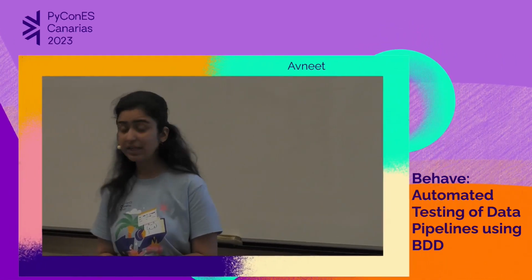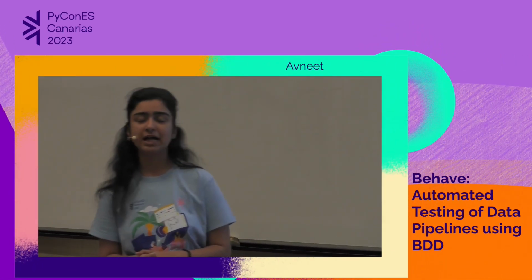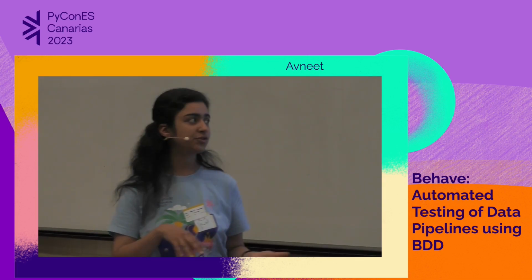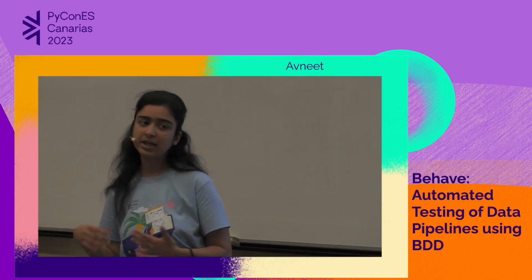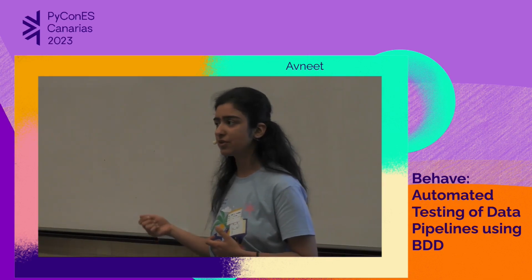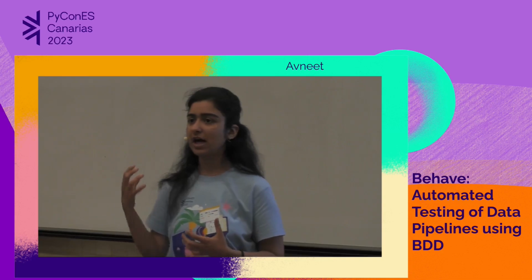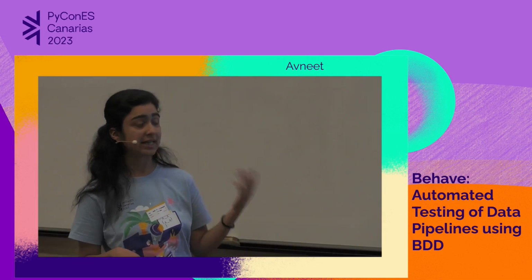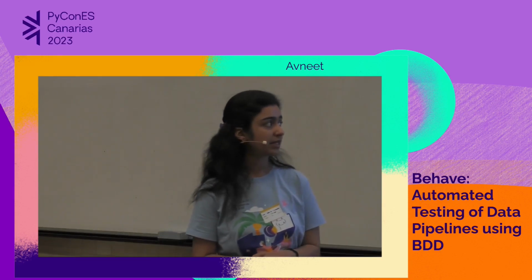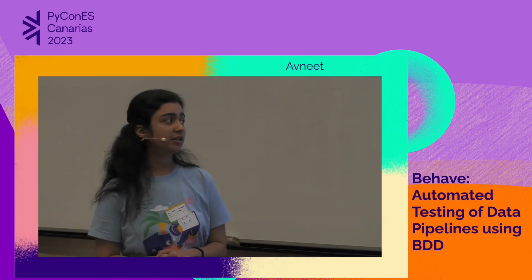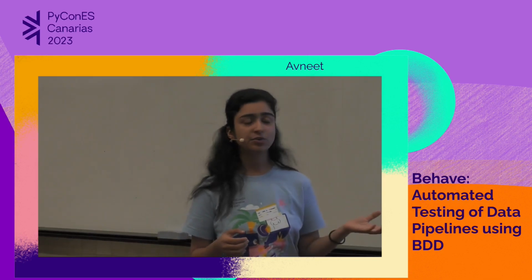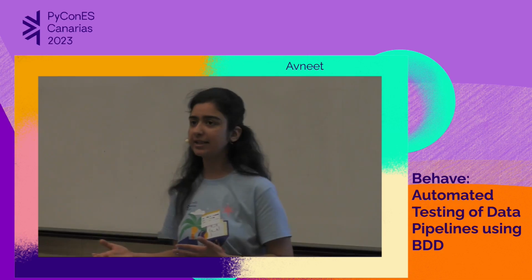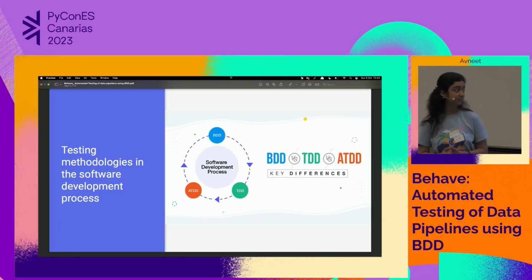And then we also have something called acceptance test-driven development, which is also derived from behavior-driven development. It's just that in acceptance test-driven development, there's a very high focus on the acceptance criteria being met for these tests that we write. And we, as developers, can use a combination of these methodologies while defining tests for the code that we write.